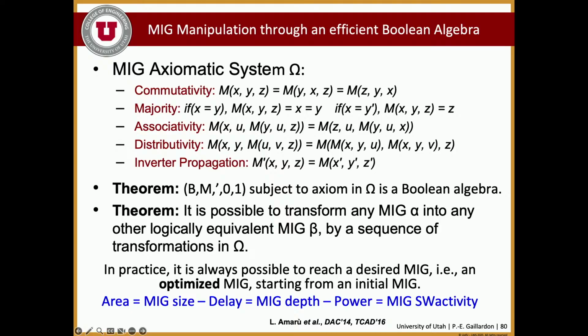Of course, getting to the optimal representation is an NP-complete problem. So it's still not guaranteed that we can actually do that, right? But at least the representation is very powerful, and we came up with a set of recipes to optimize these graphs for area, delay, and power.